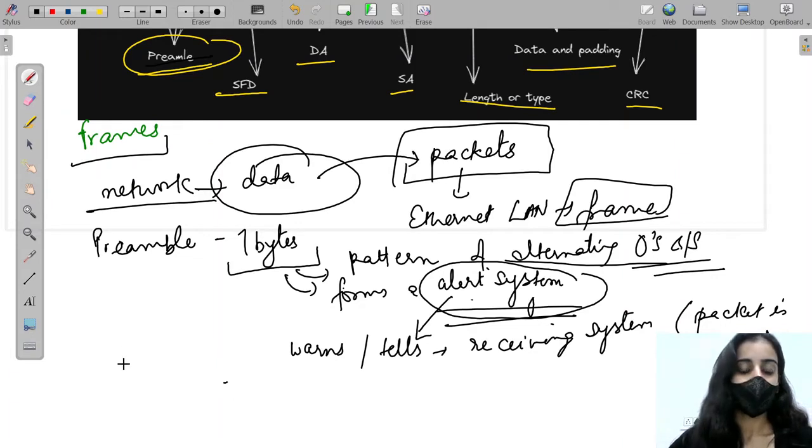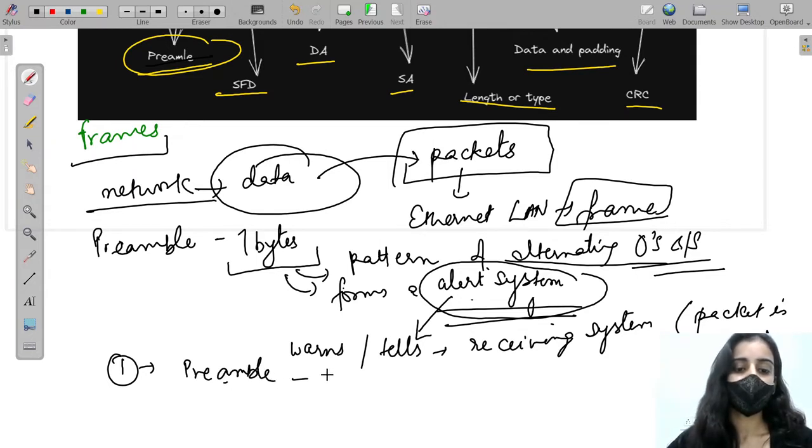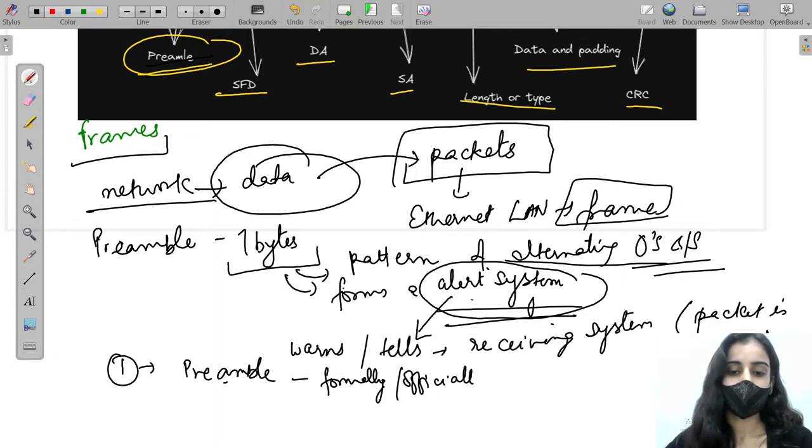One more important point is that the preamble is officially not a part of the frame. Actually, it's a part of the physical layer.